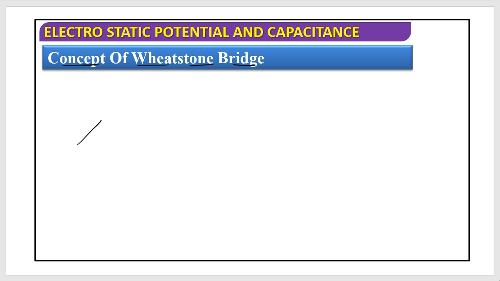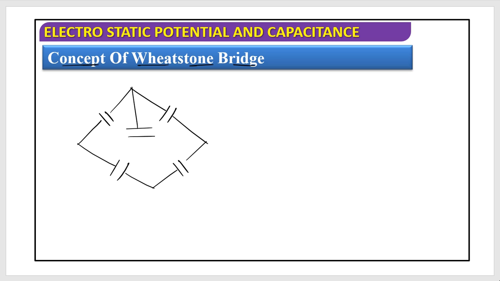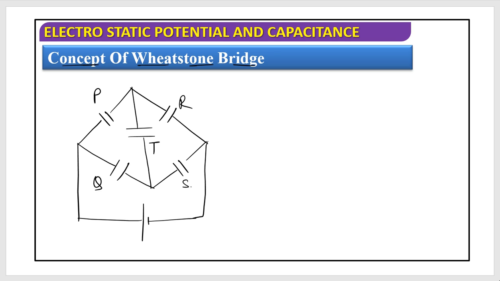Suppose you have been given a network something like this, and your potential difference has been connected on this. Let's say this is capacitor P, this is Q, this is R, this is S, and this is capacitance T. Here the V volt is there.